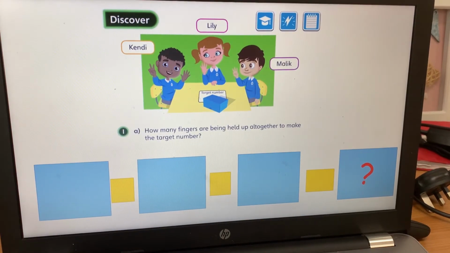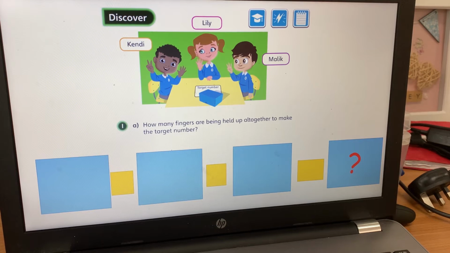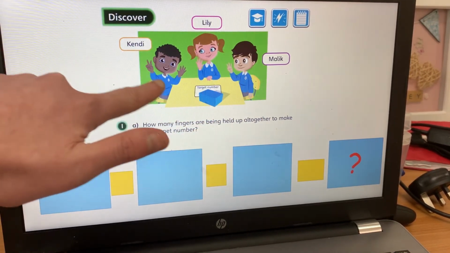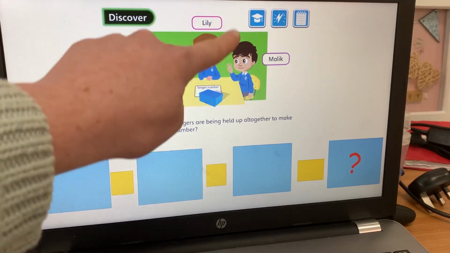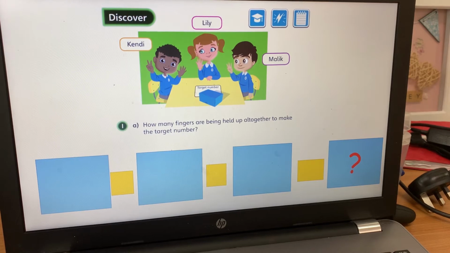So, having a look here, how many fingers are being held up all together? We need to think about what that calculation, what that question is asking us. Are we adding? Are we subtracting? Are we multiplying? Are we dividing? Well, if we're saying how many have they got all together, we need to know how many Kendi's got, plus how many Lily has, plus how many Malik has, to find out how many fingers are held up in total. So we are adding today.